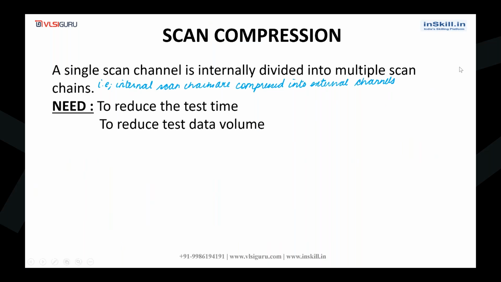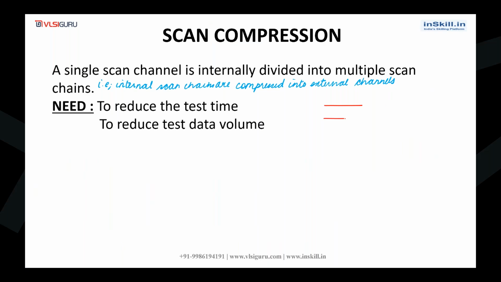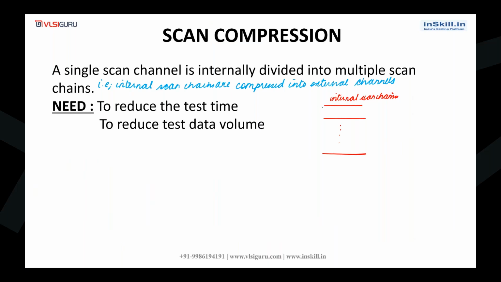Okay, so say for example, you have these internal scan chains. So these are all your internal scan chains. What will happen to these internal scan chains? They will be compressed into external channels like this. So this is the external channel input, and this is the external channel output.